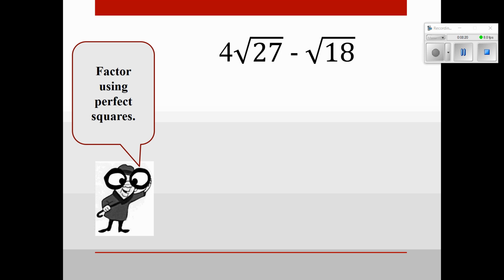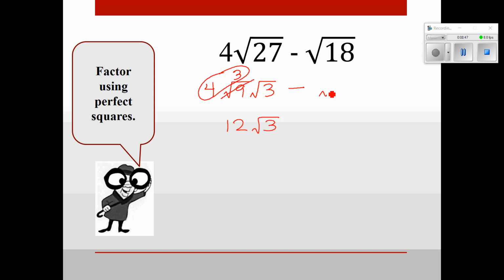Okay, here we have 4 times the square root of 27 minus the square root of 18. We do not have like radicals, so let's see if we can create them. The square root of 27 can be broken down into root 9 times root 3. The 4 was out here. I can take the square root of 9, which is 3. So on the outside, I have 4 times 3, which is 12. And the 3 is still left under the radical sign.